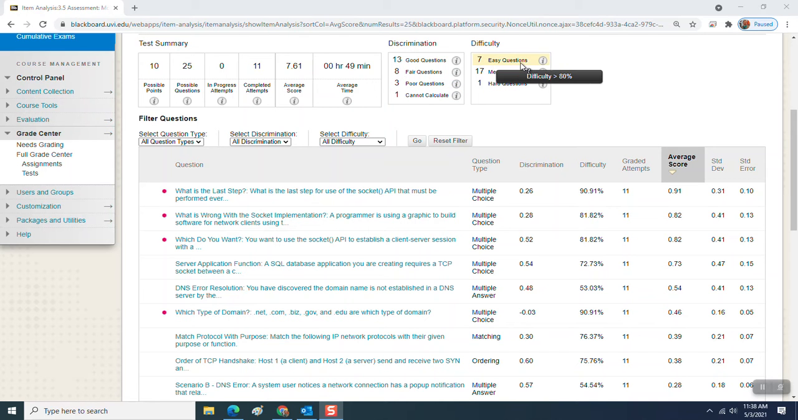The breakout between difficulty levels was decent. So we had 7 easy questions, 17 medium, and 1 hard. So what we want is a case where we don't have too many easy questions or too many hard questions. And the fact that 17 were designated as medium questions, that's acceptable. The fact that 7 were considered easy is not out of bounds.